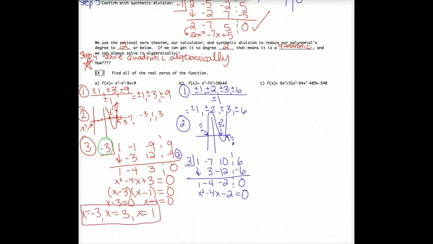Now, this quadratic is not factorable. There's nothing that multiplies to negative 2 that's going to add to negative 4. So I need to choose another method. Here, I personally would choose to complete the square because there's no number in front of the x squared. And because this middle term is even, that means there's not going to be any fractions. So I'm going to move this to the other side. That's where this 2 came from. And I'm going to add my blanks.